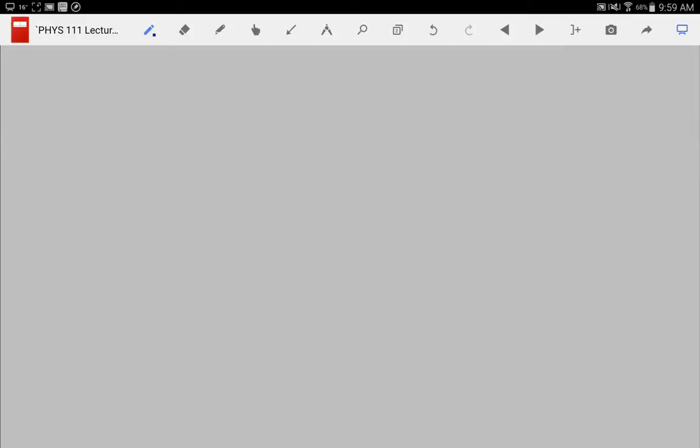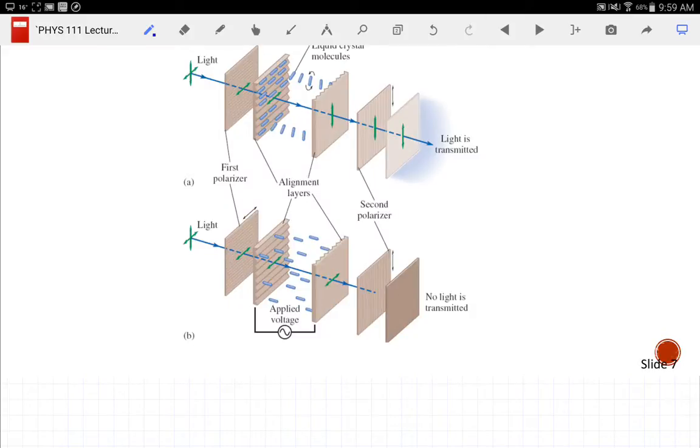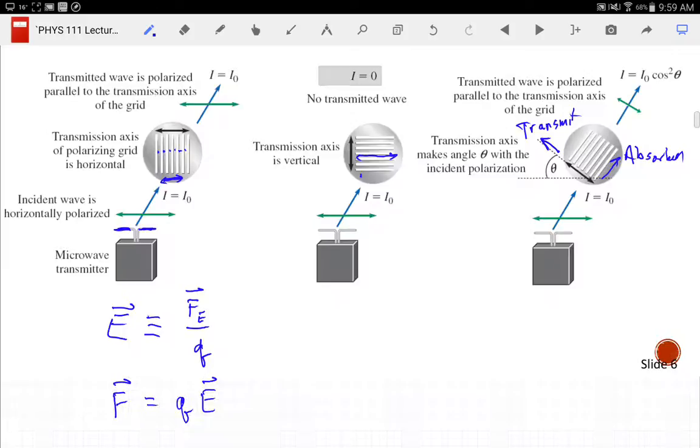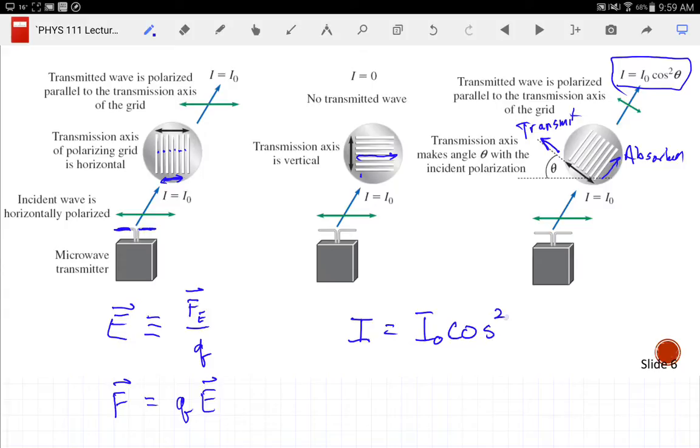I'm going to go to the next slide. The law, nope, not the next slide. I guess I took it out. The law of Malus is shown up here. I'll write it bigger. The intensity that goes through a polarizer is equal to the intensity that hit it, times cosine squared of the angle between the original polarization direction and the transmission axis.